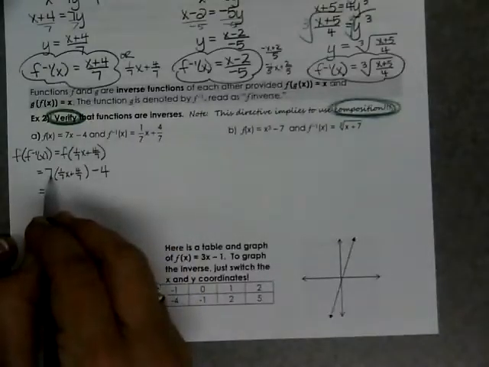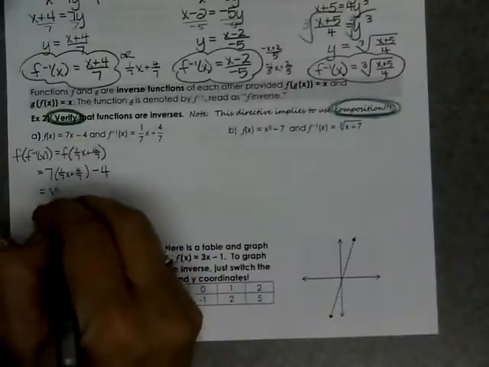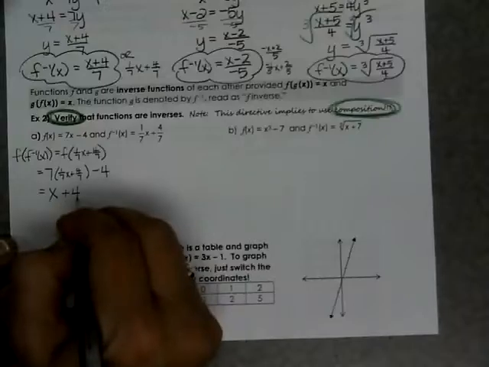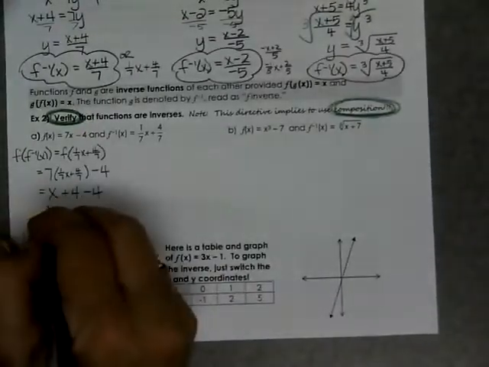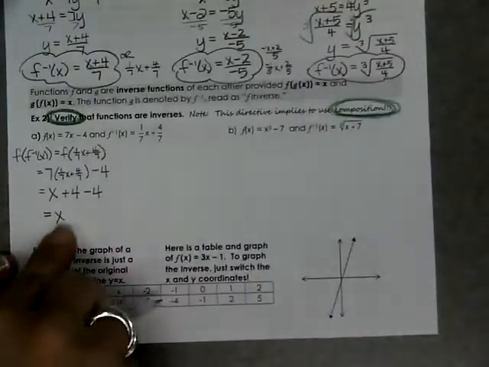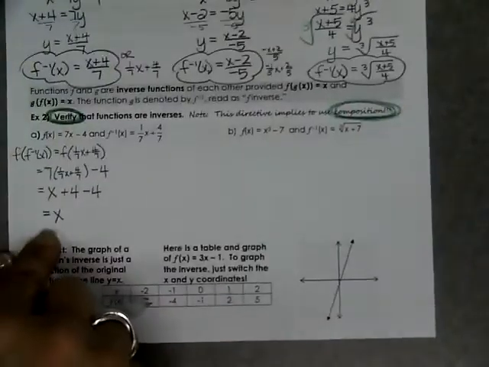So now let's distribute. This gives me 1x. 7 times 4/7 just gives me 4. And then I bring down the minus 4. And then I get x. So f of f inverse of x gives me x.